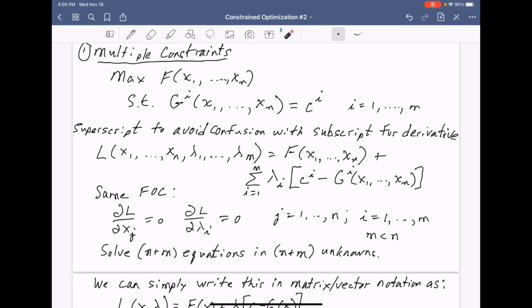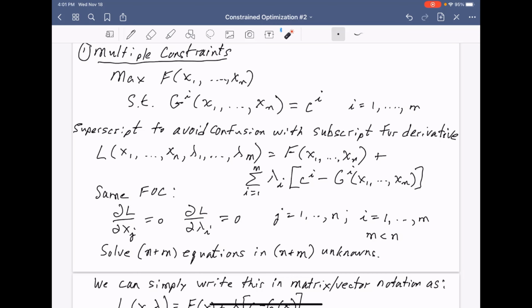So we form the Lagrangian, as before, as a function of x1 to xn, lambda 1 to lambda m, and write it as the objective function plus the sum of all of these constraints. Here I break the rule I just mentioned about using the i in a superscript: we have alpha i, so these are our Lagrange multipliers, and there are m of them, times ci minus gi.